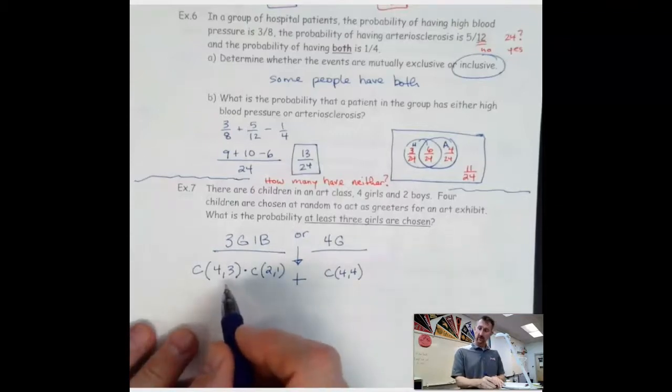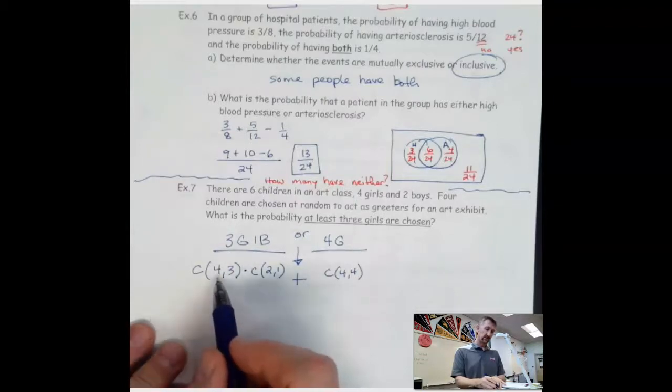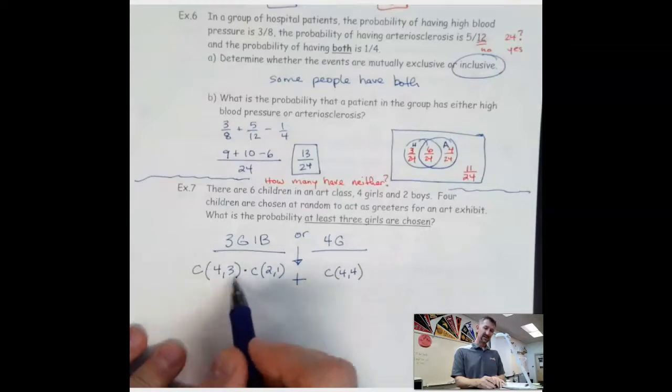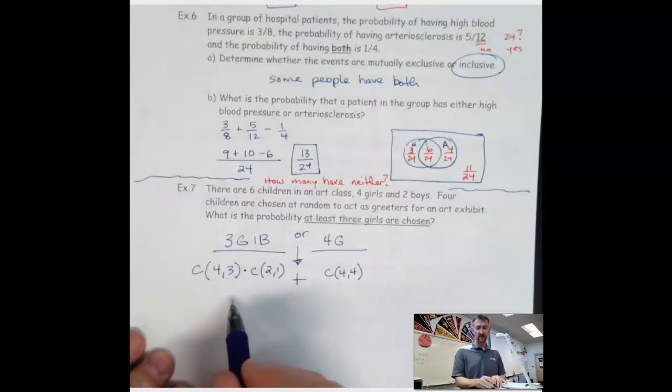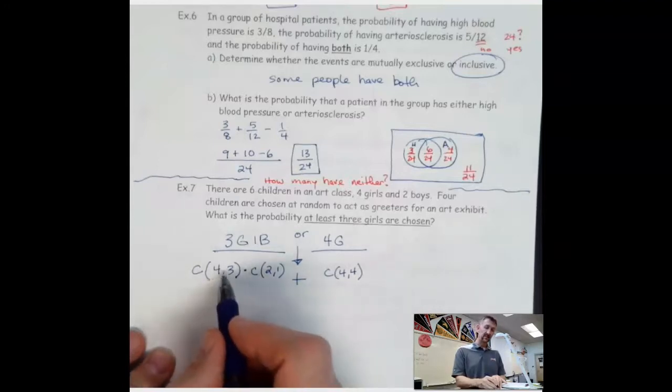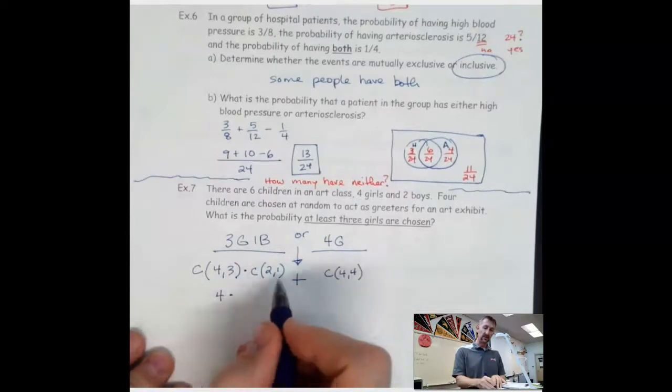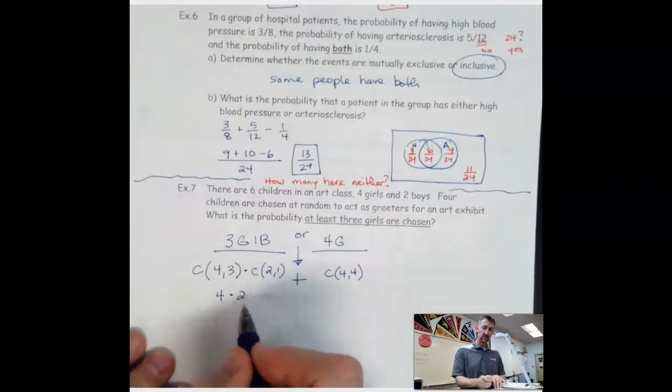So a combination, you could set up the formula. It would be 4 factorial over 4 minus 3 factorial, which is 1 factorial times 3 factorial. But anytime you're 1 away from the endpoints, it's really just that number. So that's going to be 4. And this, since it's 1 away, is going to be 2.